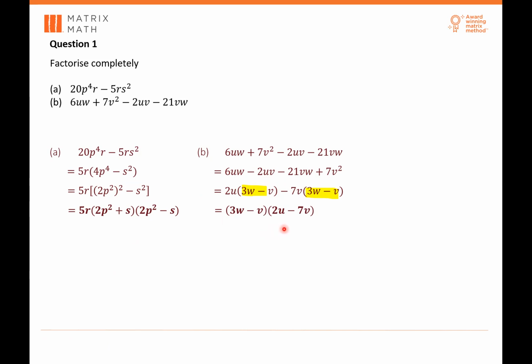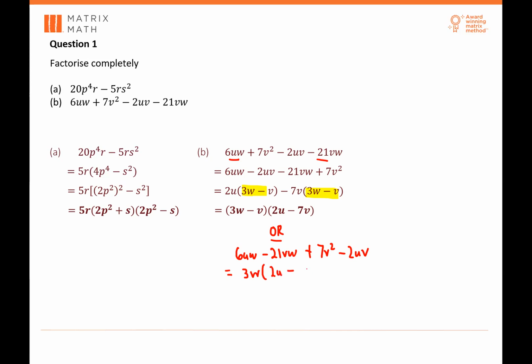Now, this is one way. Now, what if I choose not to shift this term to this side? What if I want to just put my 6UW and my 21VW together? Is it possible? Yes, can. So there's also an alternative method. I can put 6UW minus 21VW together, and then plus my 7V squared minus 2UV. Also possible. So for the first two terms, I can take out 3W.